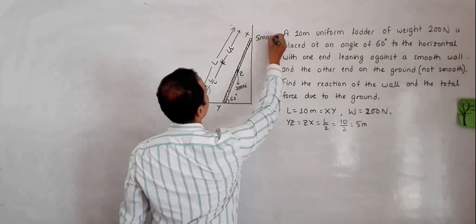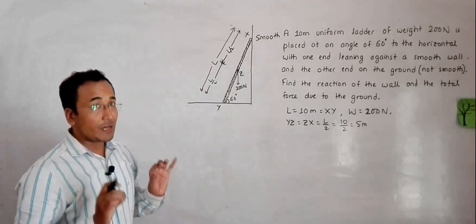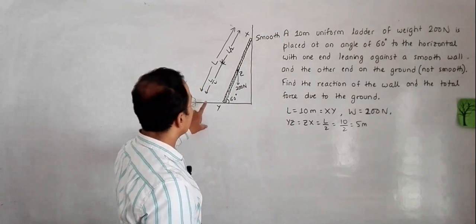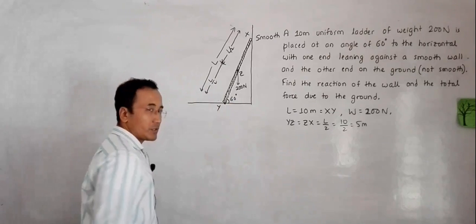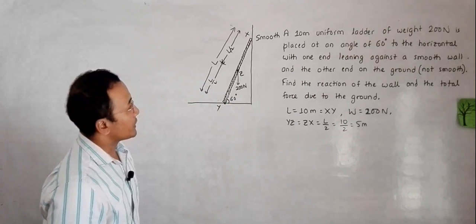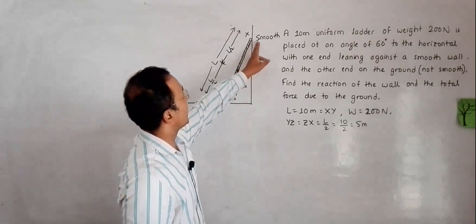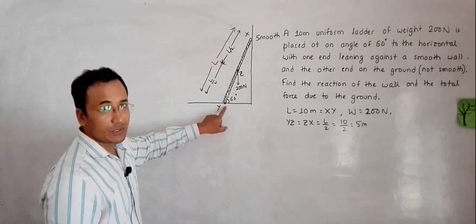Smooth means that it does not apply any friction. And the other end, the ground, is not smooth. So that means here there will be frictional force to uphold the ladder. Now we have to find the reaction of the wall, the reaction force given by the wall, and the total force due to the ground here.